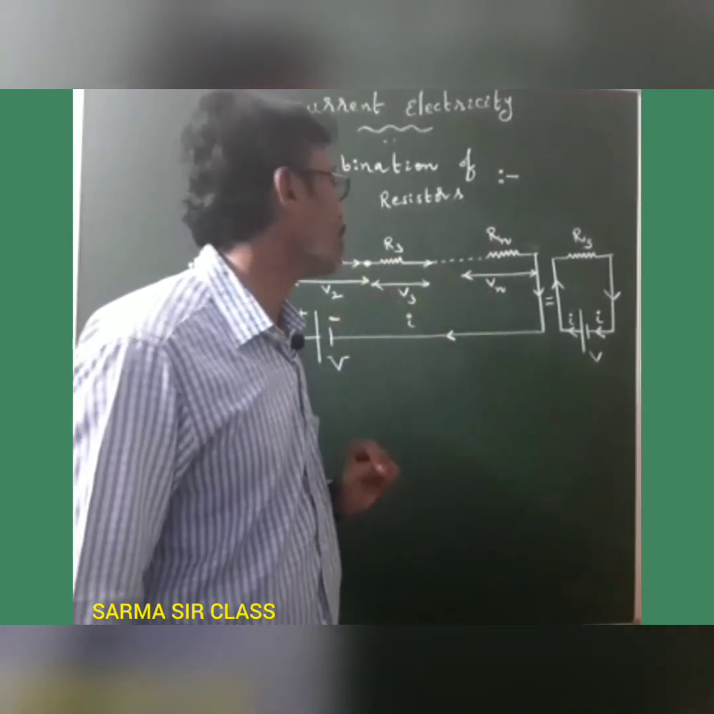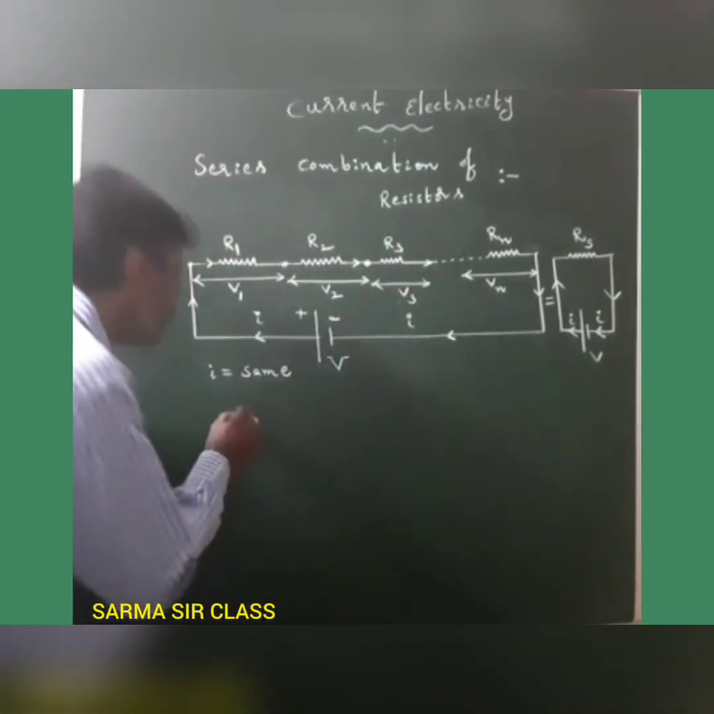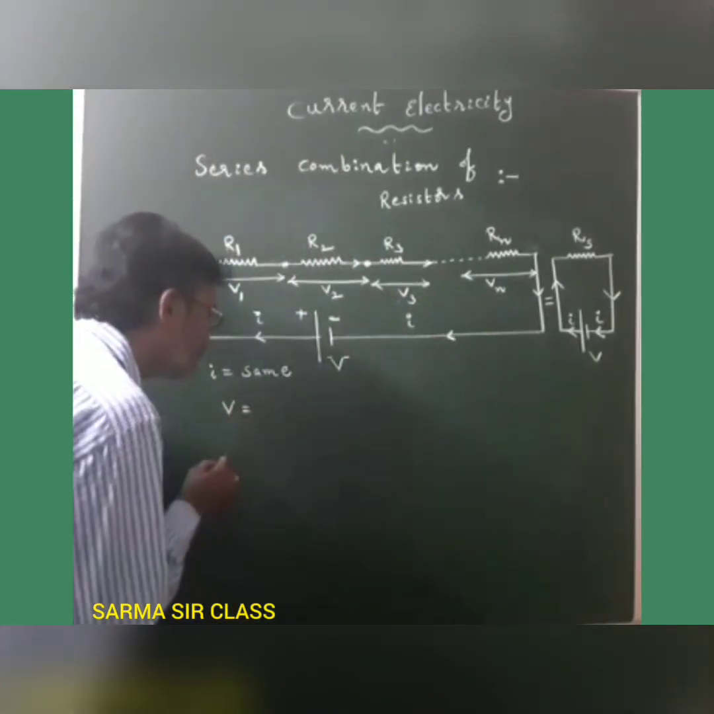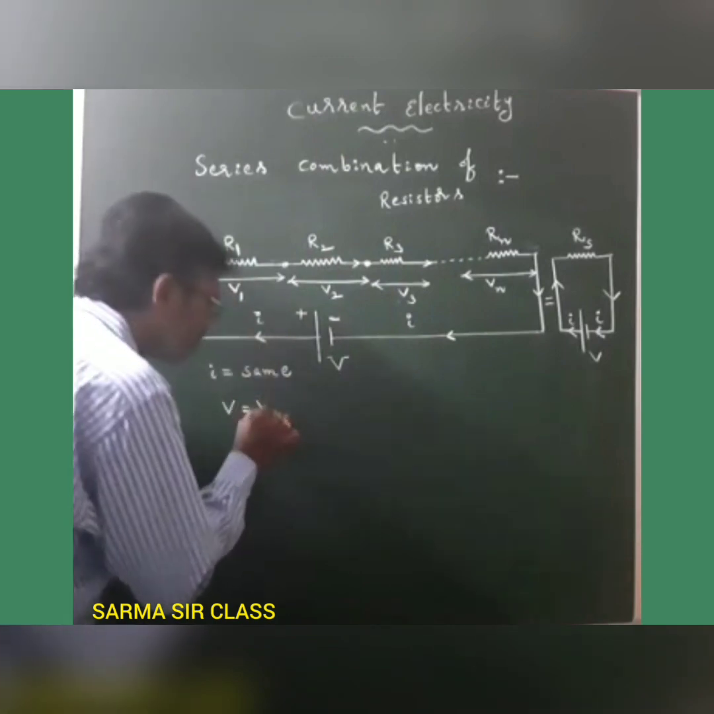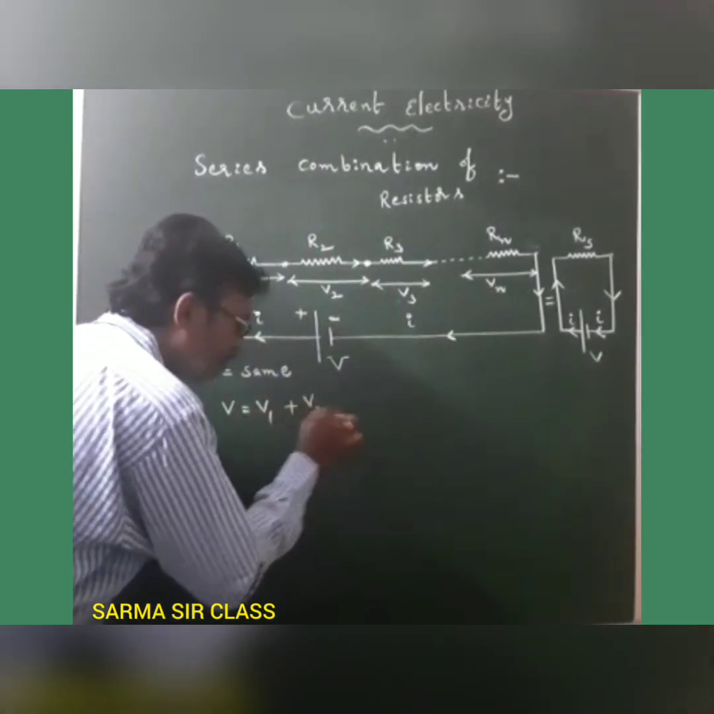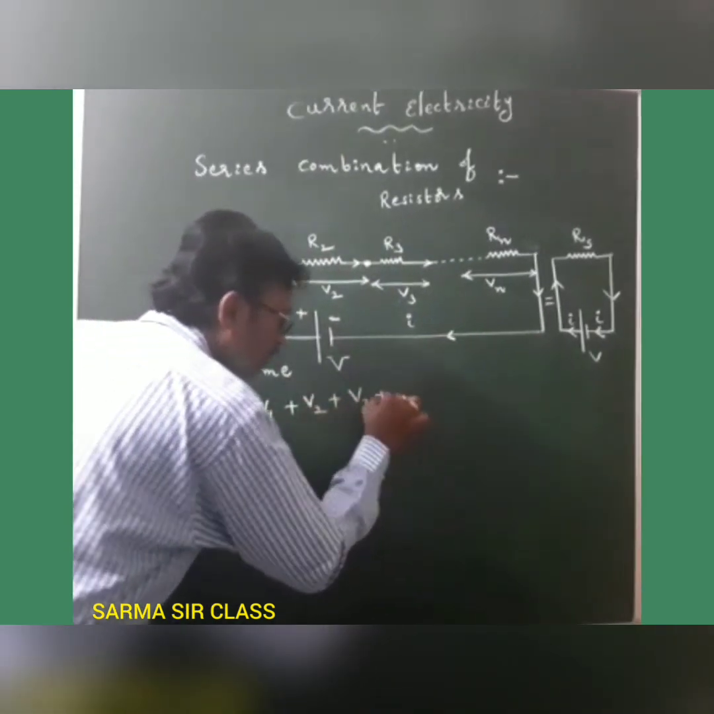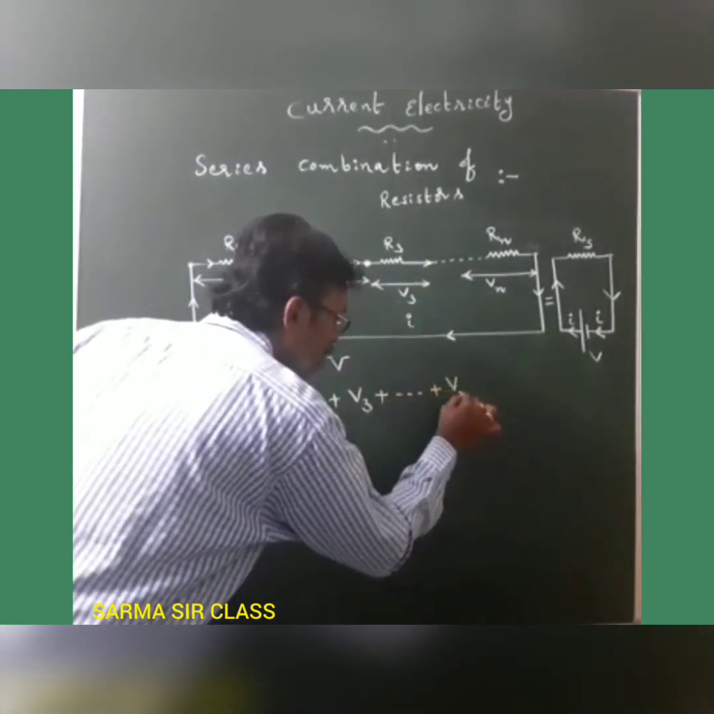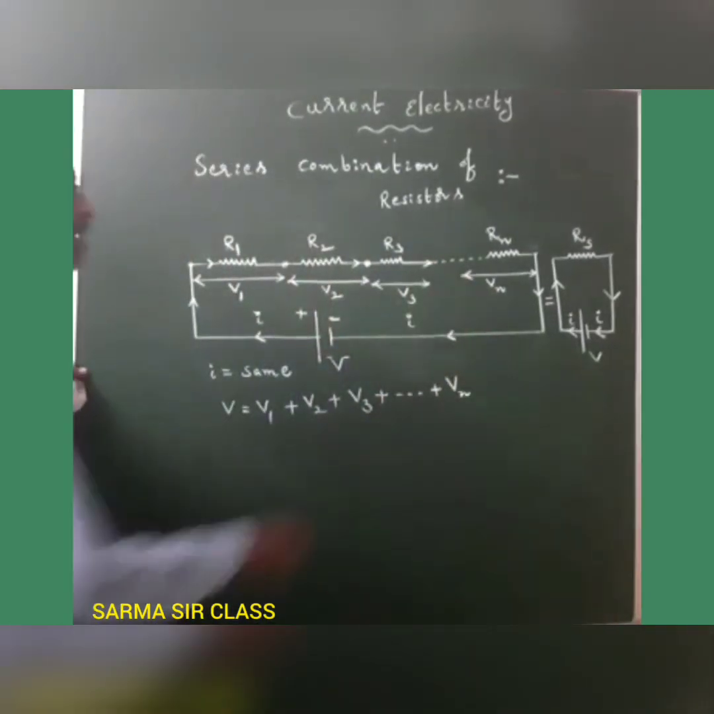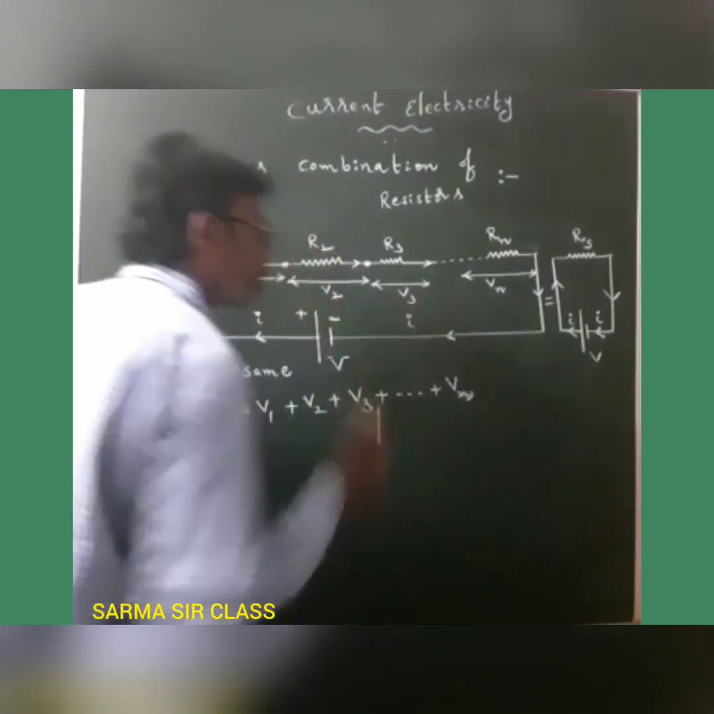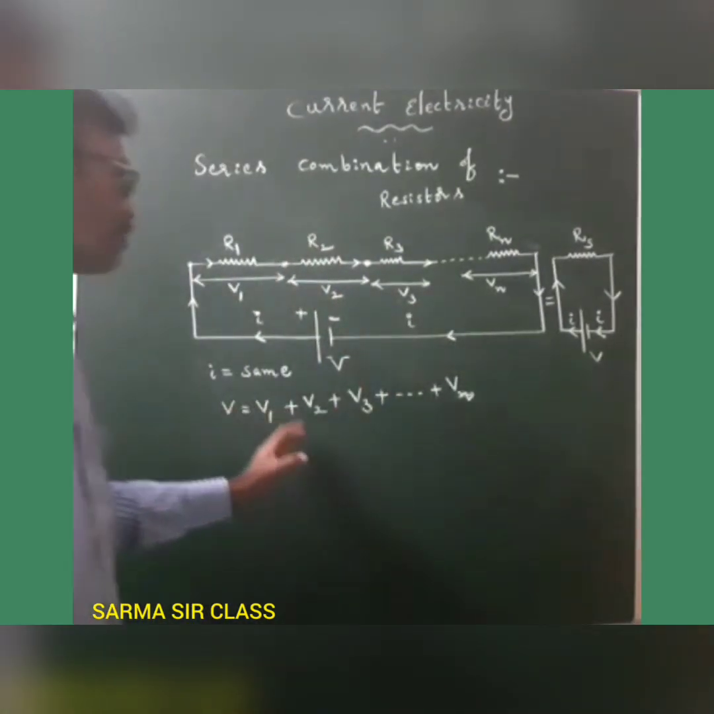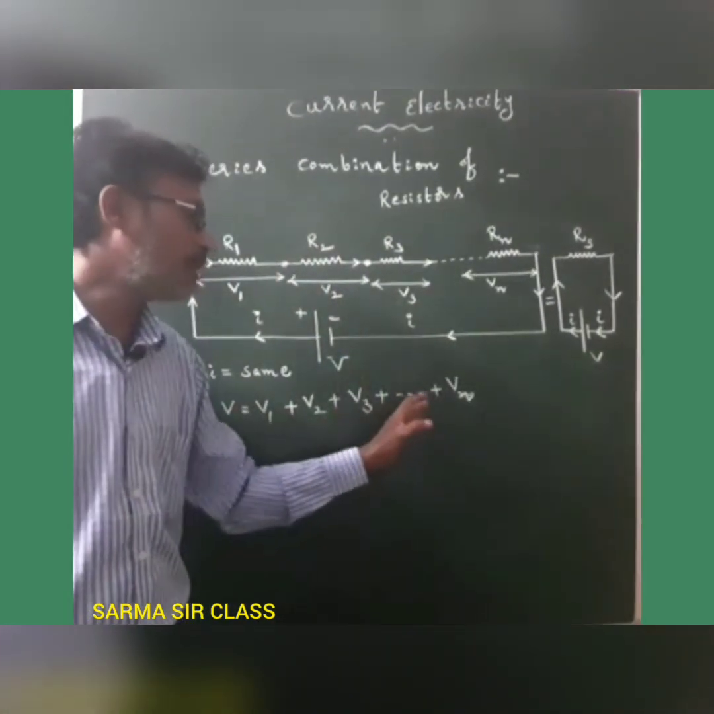Okay, and now it means what? V is equal to V1 plus V2 plus V3 plus and so on plus Vn.